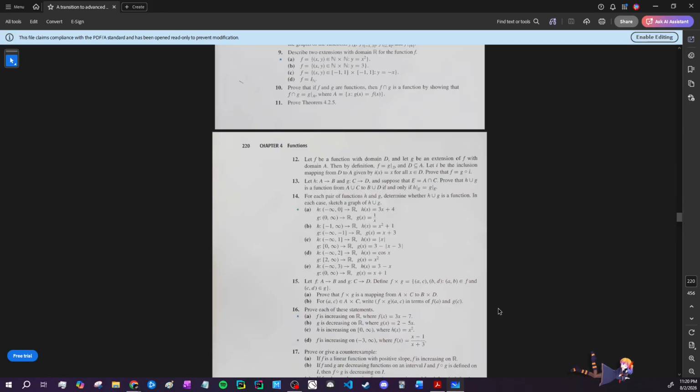Oh, sorry, I'm looking at 15 right now. So let f map A to B and g map C to D. Define f. Okay, so we know that the Cartesian product of f and g is AC, BD, where AB is in F, and C and D is in G. Okay, so prove that. Got it. So let's look at 15.